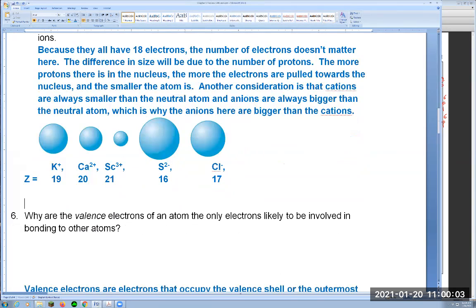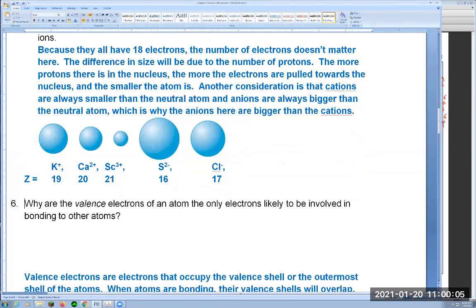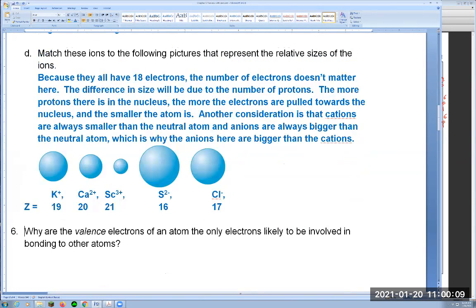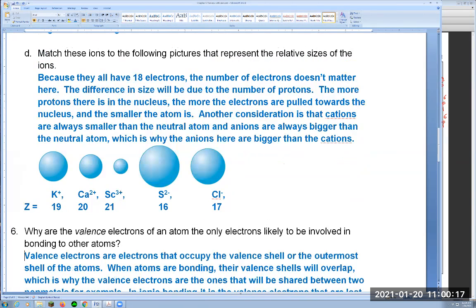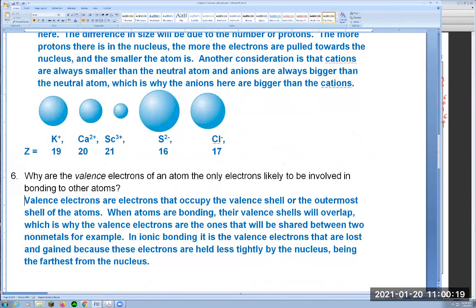So next question, question 6. Why are valence electrons of an atom the only electrons likely to be involved in bonding to other atoms? So what are valence electrons first? Valence electrons are the electrons that occupy the valence shell. And the valence shell is the outermost shell of the atoms, right? The outside one. And so when atoms are bonding, their valence shell will overlap.